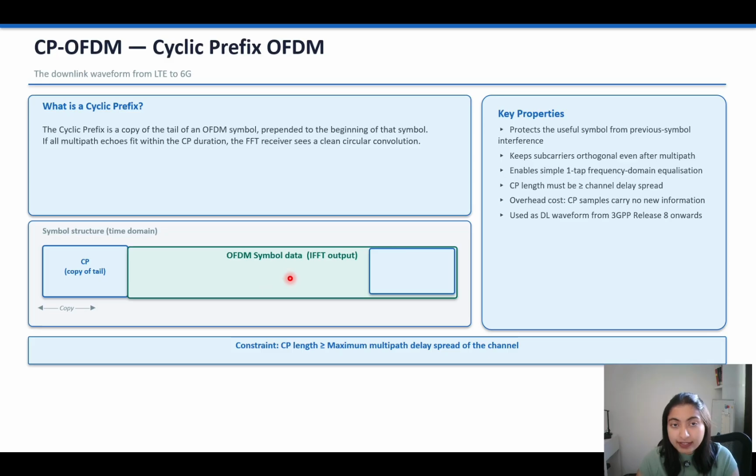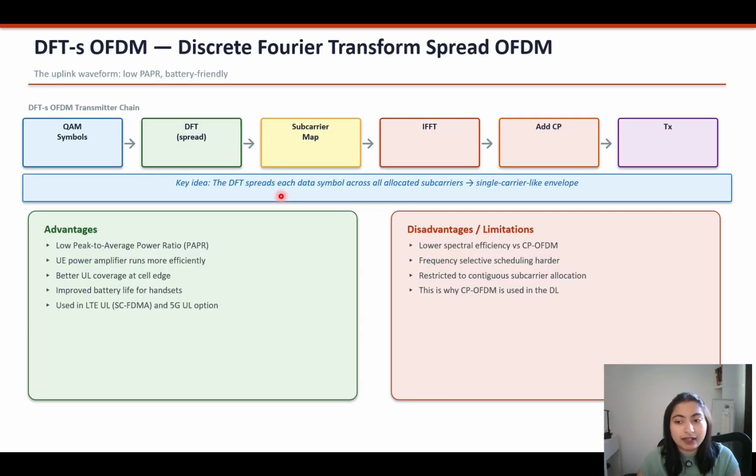And the CP also has a key constraint. To prevent inter-symbol interference, the CP length must be greater than or equal to the maximum multipath delay spread of the channel. So the higher the delay spread, the larger the cyclic prefix. From Release 8 LTE onwards, cyclic prefix OFDM has been the downlink waveform. And as we will see, it stayed that way all the way till 6G.